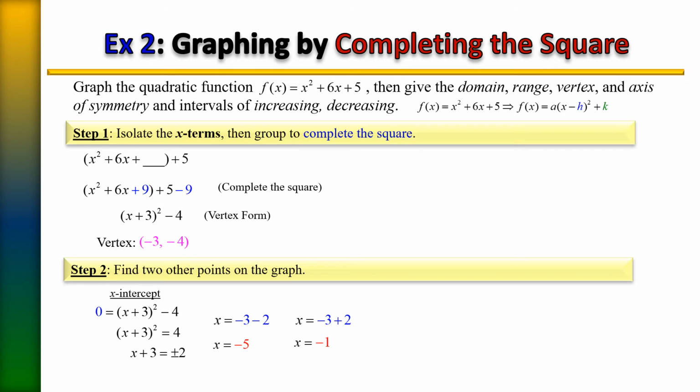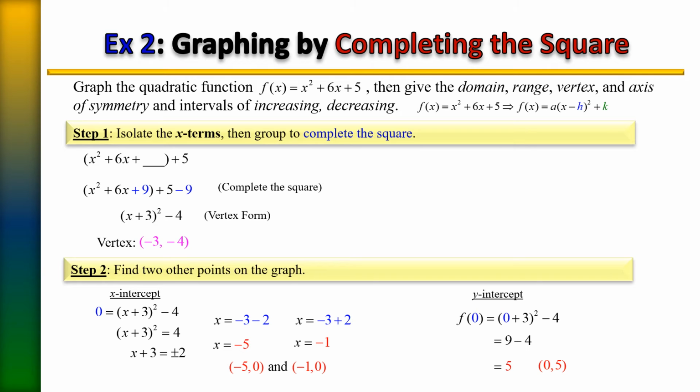Now let's go ahead and find the y-intercept. To find the y-intercept, we're going to do the opposite. We're going to let x be 0 and then solve for y. When we do the math there, we're going to have 3 squared. 3 squared is 9, and then 9 take away 4 is 5. So when you plug in a 0 for x, what you get out for y is a 5. So the ordered pair (0, 5) is our y-intercept.